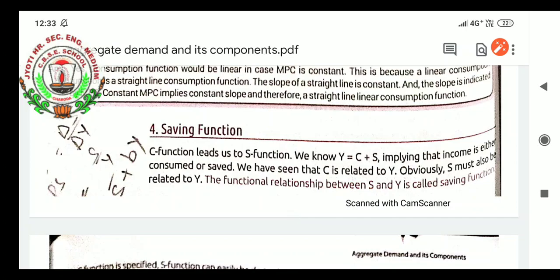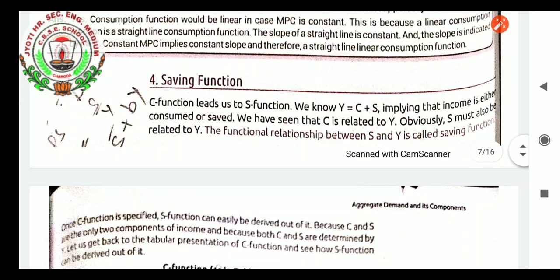Okay, so there is a saving function, students. The C function leads to the S function. We know Y equals C plus S, implying that income is either consumed or saved. We have seen that C is related to Y. Obviously, S must also be related to Y. The functional relationship between S and Y is called the saving function.